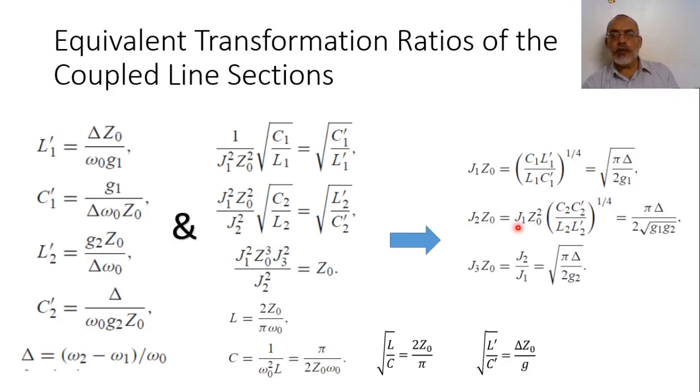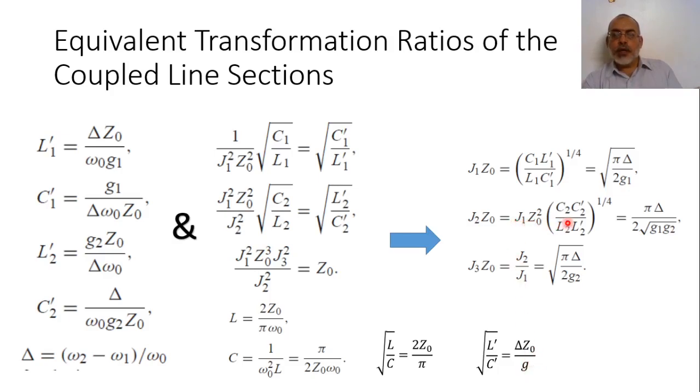And already we have J1Z0 equal square root of pi delta over 2G1. So this can be replaced by Z0 multiplied by this square root. And then the remaining part, C2 over L2, will be replaced by pi over 2Z0. And C2 dash over L2 dash would be replaced by G over delta Z0. And because here we are talking about 2, this would be G2. Okay?